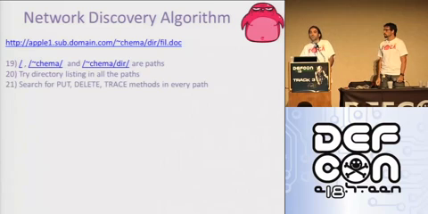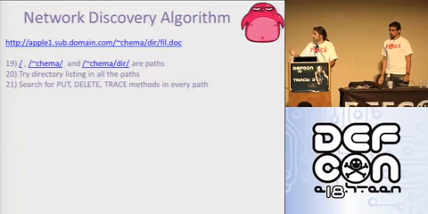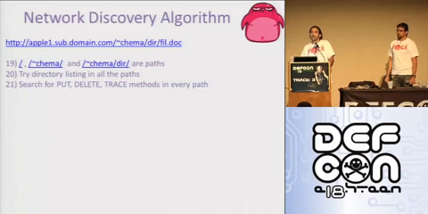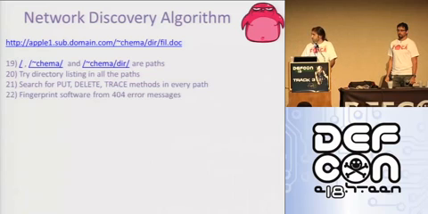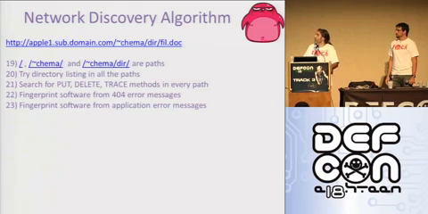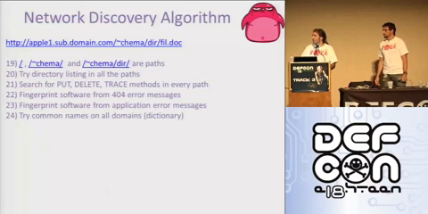Of course, we can search for insecure methods. We can try to discover if PUT, DELETE, or TRACE methods are available on every path. We can fingerprint the web server using 404 error messages. We can try to fingerprint the software looking for application error messages. We can try a dictionary attack with a list of names on all of the domains that we discover.